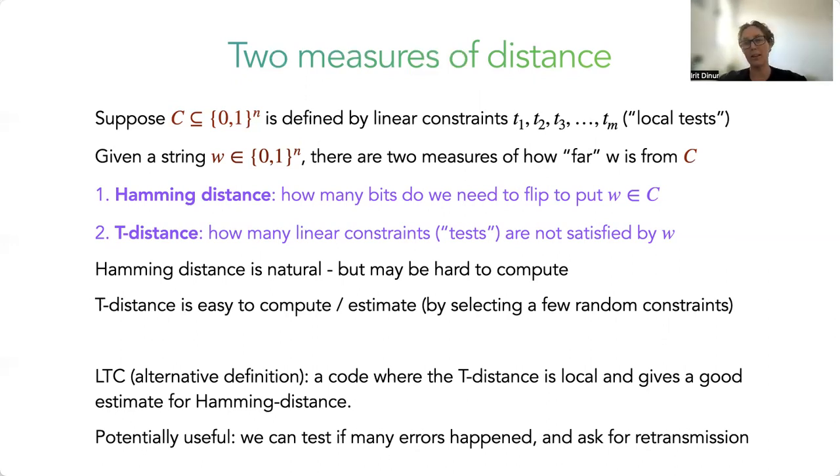And you can think that this might be very useful, right? Because when we use error correcting codes in communication, decoding might be kind of costly, and while we receive a word, we can just test if many errors happened, and if so, not bother with decoding, just ask for a retransmission.